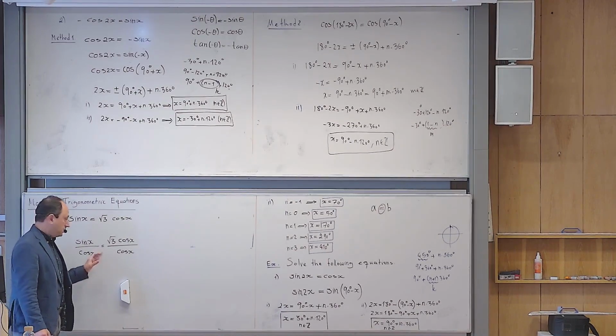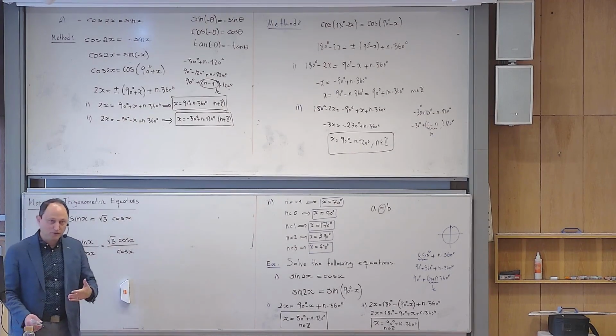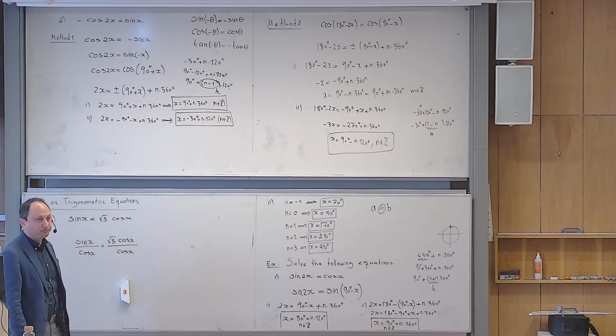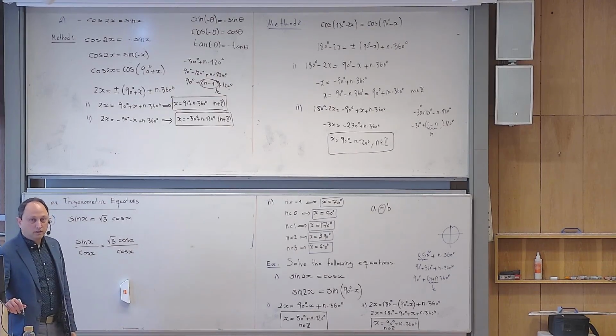Why do you say, yes, cosine is not 0, so the book is lucky that you don't care about it, and the answer is correct. But why do you think cosine is not 0? Yes? Because cosine times another number is equal to sine of x. So what is the contradiction?